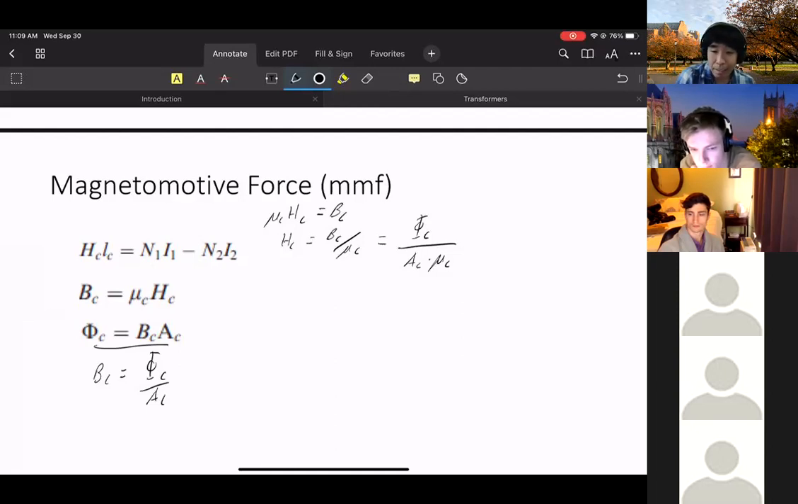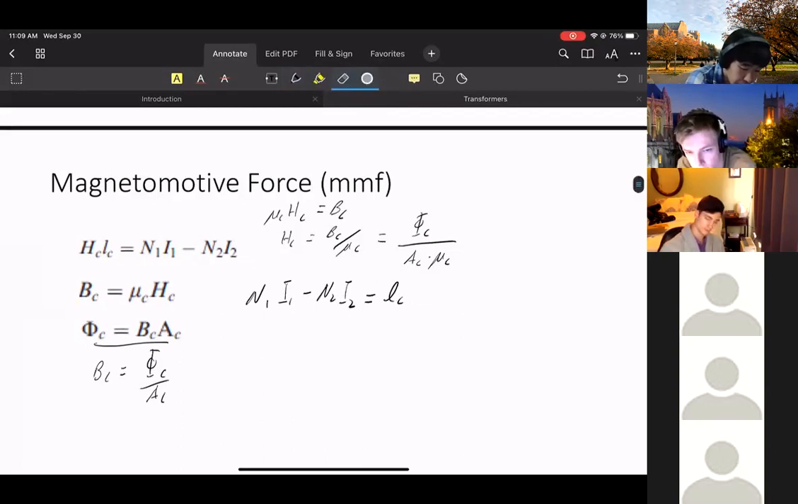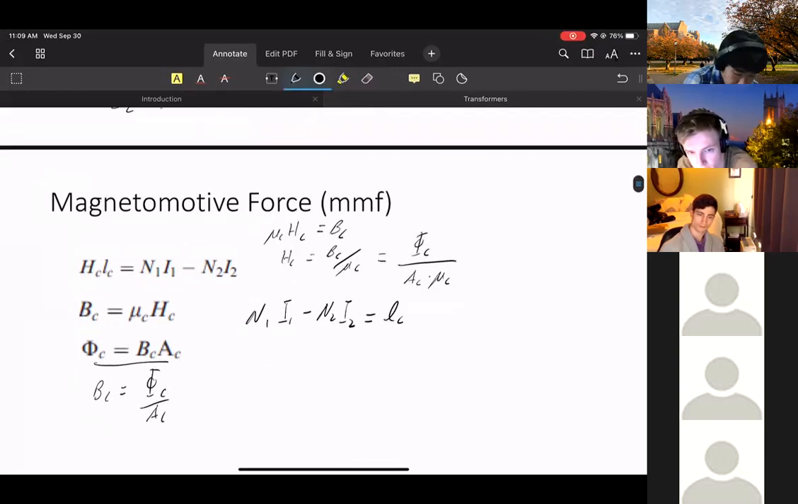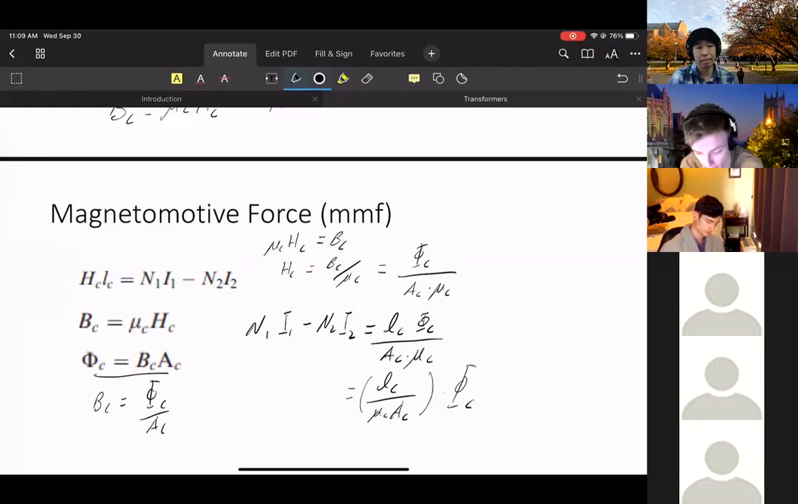From getting all these equations, we have the following. N1 I1 minus N2 I2 equals LC HC. Substituting HC from above, this equals phi C over AC times mu C. Then we pull these things together, and we have LC over mu C AC times phi C. So this is the net current we have.